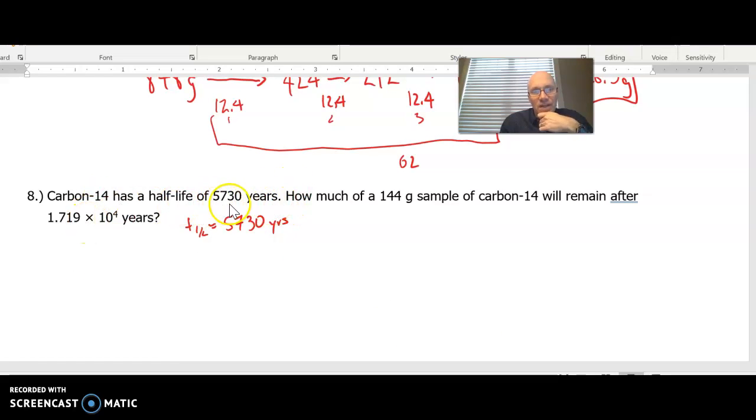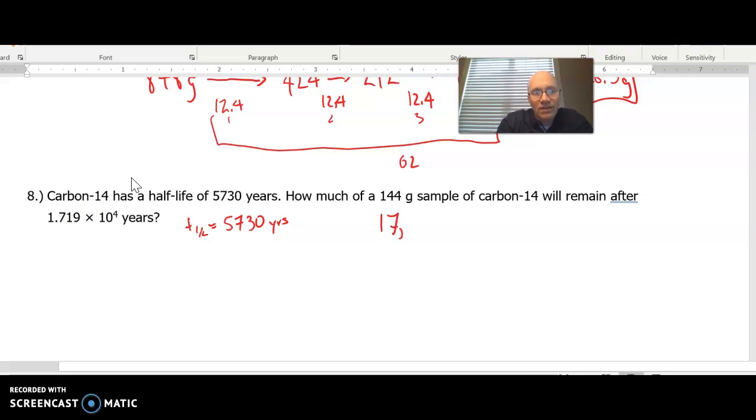In this case, they give a half-life, which we have right here. And they're asking how much of this will be left after this many years. This is given in scientific notation. Let's make this a little simpler by representing it as a regular number. So let's move the decimal point 1, 2, 3, and then we need to add one more 0. So that's going to be a total of 17,190 years. That's the total amount of time.